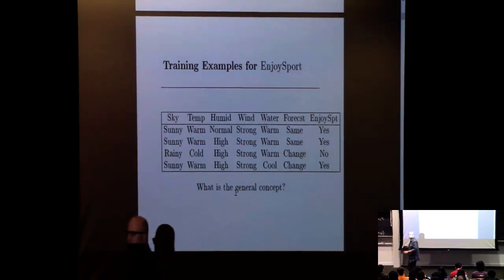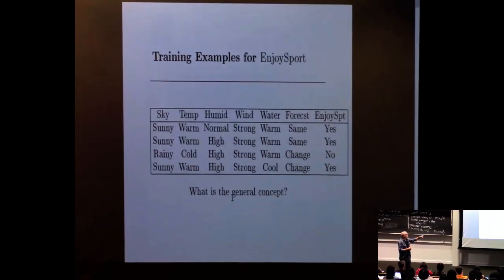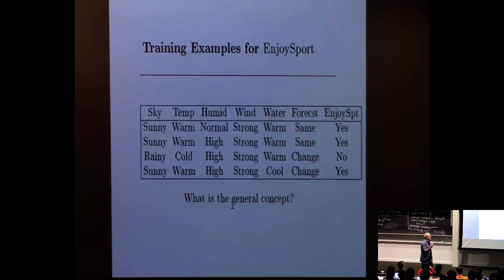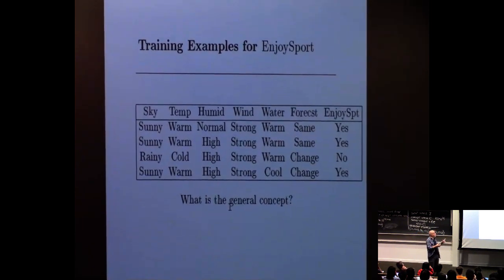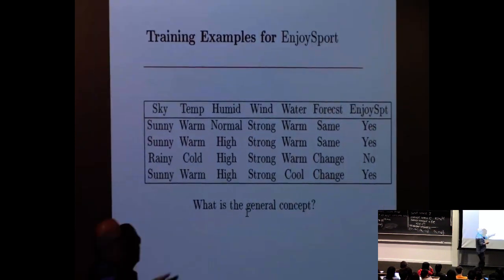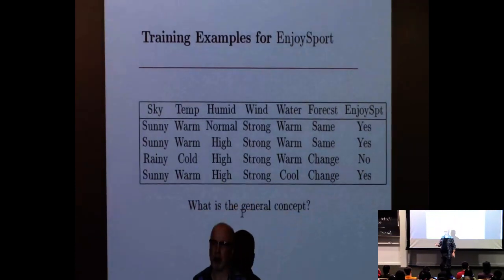And these attributes are mostly binary. One of them is trinary. So the sky could be sunny, rainy, or cloudy. You don't see it in the examples here, but I'm telling you, and it's in the book, the sky could be sunny, rainy, or cloudy. The temperature could be either warm or cold. Humidity could be either normal or high. Wind could be either strong or weak. Water could be either warm or cold, and the forecast could call for more of the same or for some change.